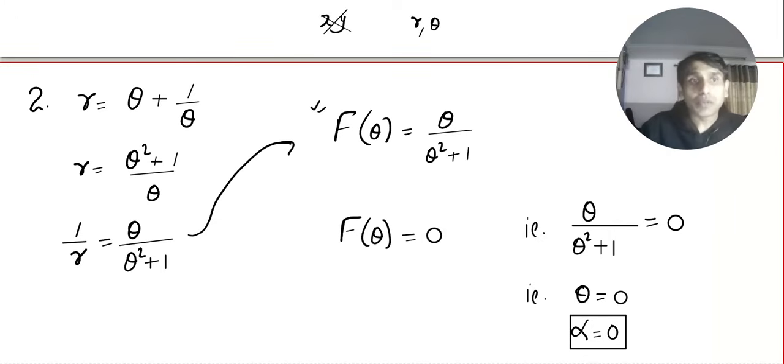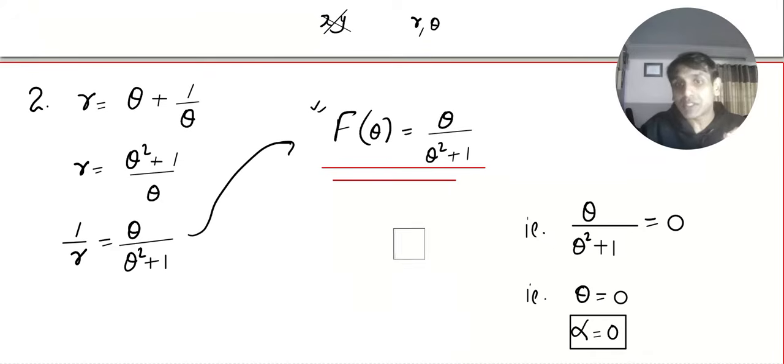Now, do you remember step number 3? I think I'll use another color. Okay, what is step number 3? Yeah, we find the derivative. What do we do in step number 3? We find the derivative. So, I'm going to write f dash of theta and apply the quotient rule.